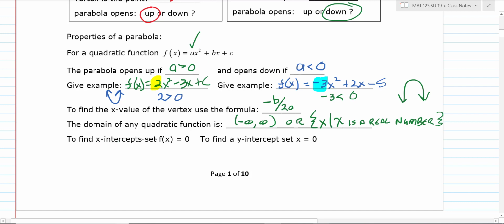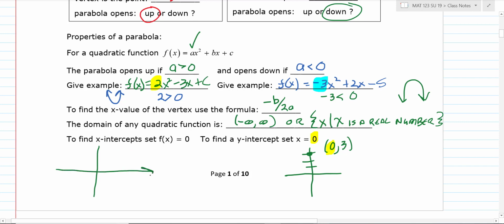And if you want to find an x-intercept, you set f of x equal to 0. And if you want to find a y-intercept, you let x equal 0. And the reason for that is, again, anytime you have a y-intercept, it's the x value that's 0. So you don't want to memorize this stuff. You want to understand it. If you understand it, of course, it'll stick with you.